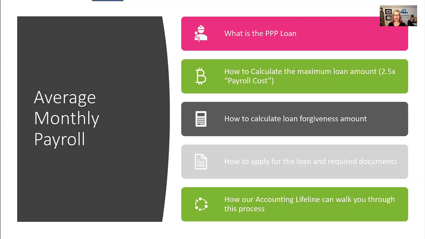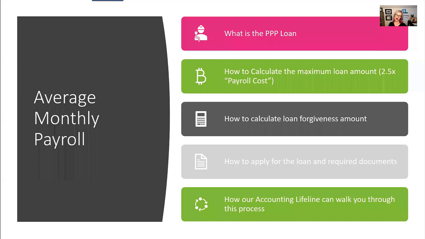So what is this PPP loan? How to calculate the cost? It's based on that 2.5 payroll cost. So how much are you paying your employees? And so we look at your W-2s, we look at your 941s, we calculate that, and then how much is forgivable. We go through that process with you, and we look at the required docs that you have to submit along with this loan, because you've got to be able to back it up and say, this in fact was the amount that I paid my employees.